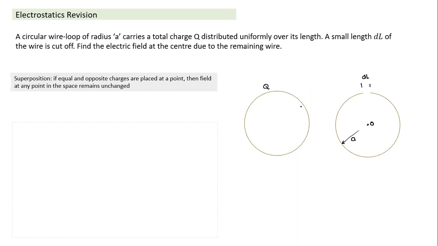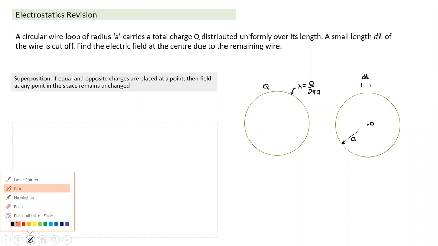So what we do here, it has some charge per unit length lambda, and that charge per unit length lambda is equal to q divided by 2 pi a. That's the charge lambda it had here. So what we do here, because the symmetry is lost, we don't know the formula for the gap. We complete this circle by adding a charge here.